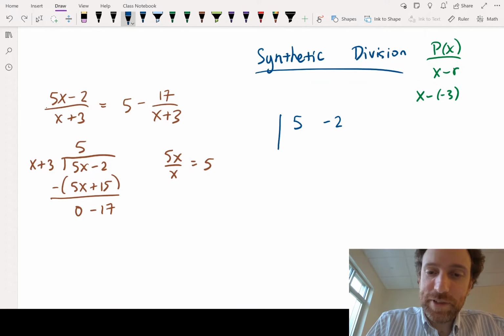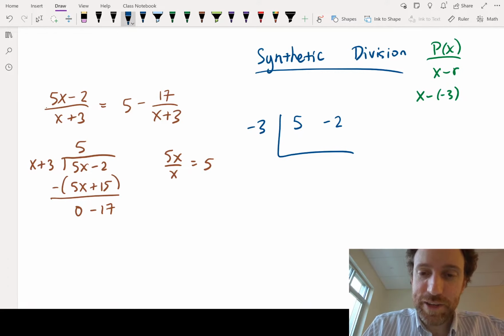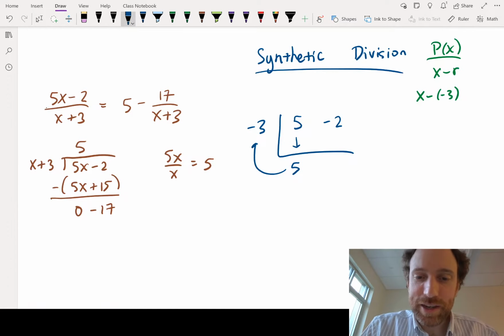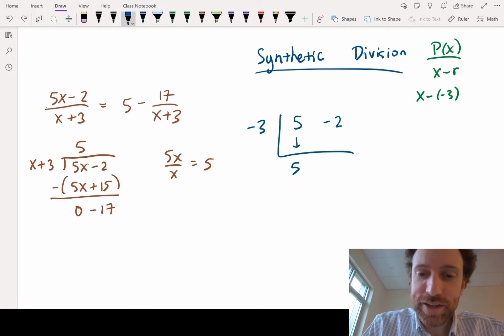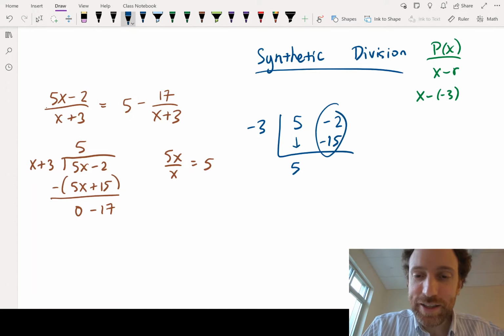So the next step of synthetic division is to write the value of r off to the side. That is negative 3. And you bring down the first value. Bring down the 5 to the bottom. And when you get to the bottom, multiply by negative 3. 5 times negative 3 is negative 15, and that goes in this next position. And then you add these together, and you get negative 17.